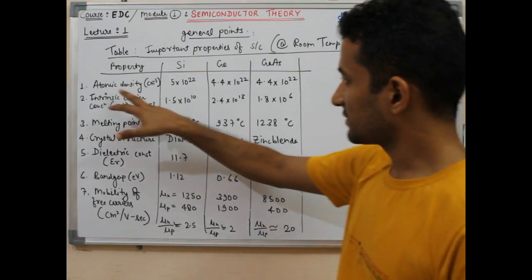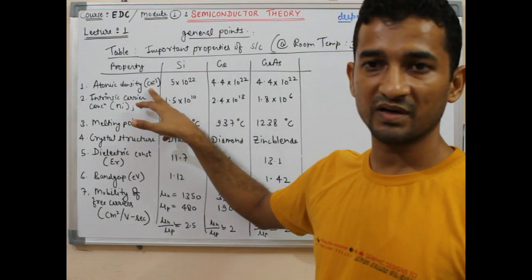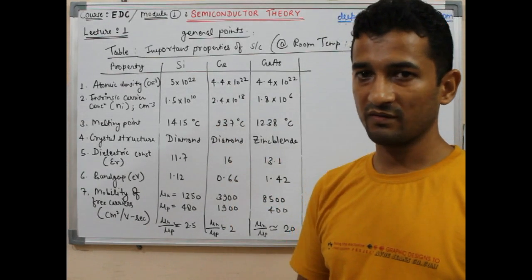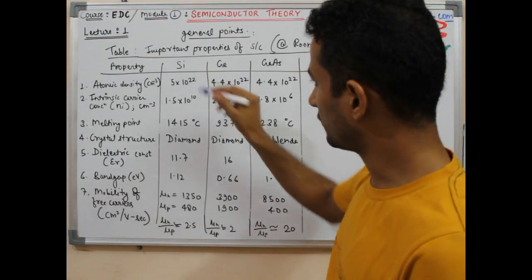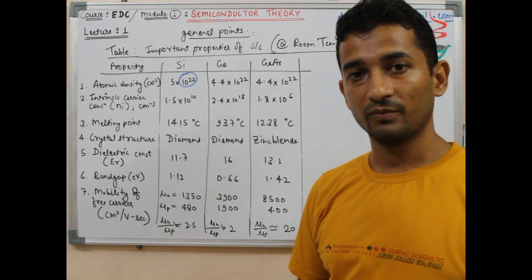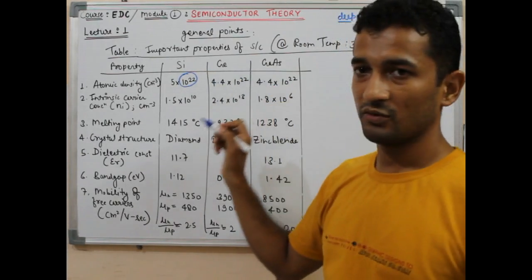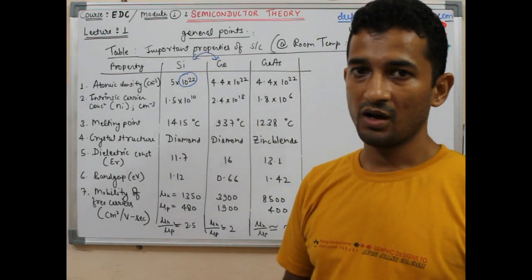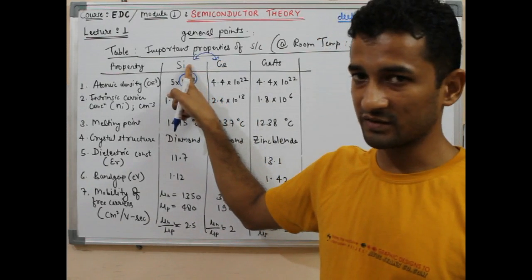So the very first one is atomic density. It tells us the number of atoms per centimeter cube. Now you can imagine 1 centimeter cube, or 1 cubic volume, is a very small amount, and within that there are 10 to the power 22. We should remember this figure at least. So there are 10 to the power 22 atoms per centimeter cube, and it is the same for all. So mainly we have to concentrate on these two elements, and we have to conclude the supremacy of silicon. That is the objective of this topic.